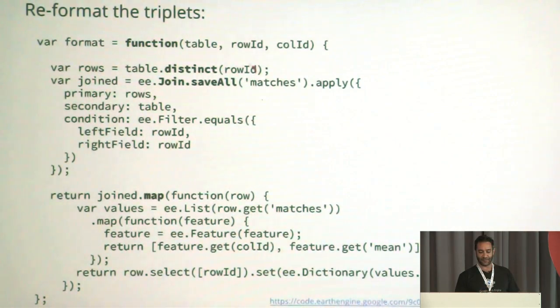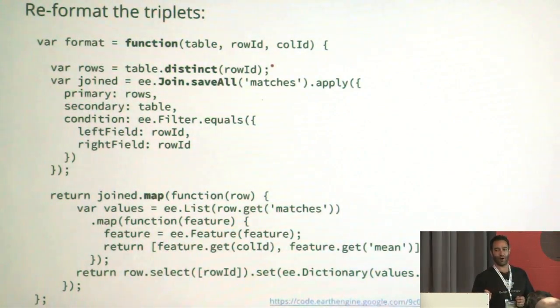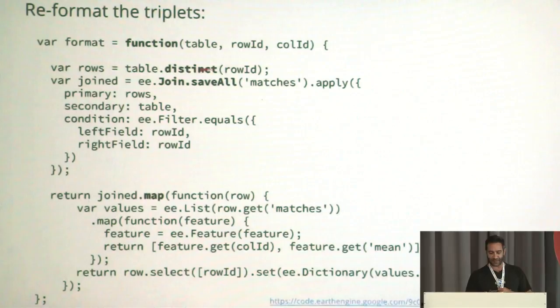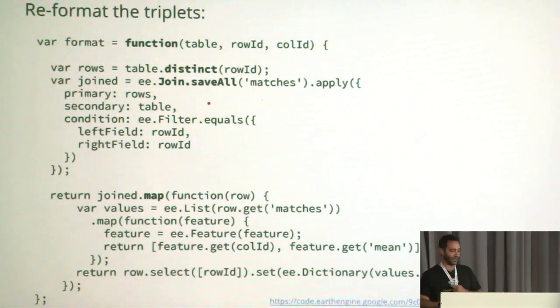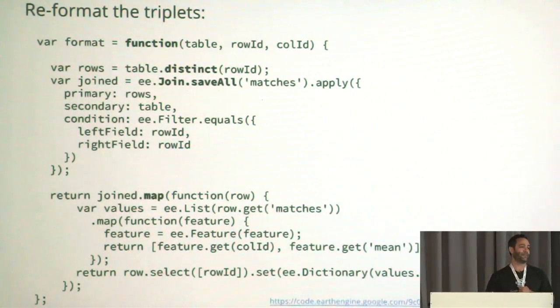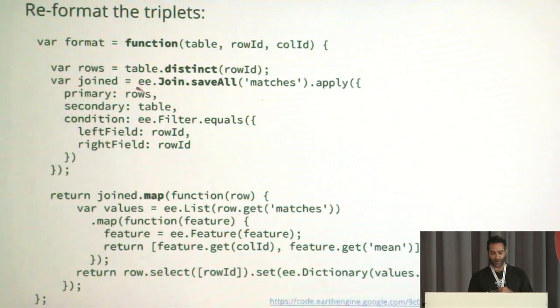And that's just the distinct values of the property that you want to be arranged in rows of the table. So we get the distinct values of all that, because there might be duplicates in this collection of triplets. So we just want the distinct values for the rows. And then we do a join. And what we're going to do here is essentially join the table to itself. And the primary collection is going to be this set of distinct rows or distinct row IDs. And the secondary collection is going to be the table itself.